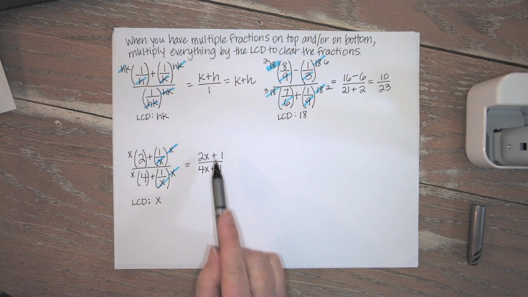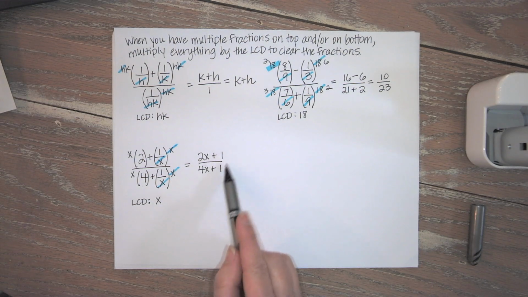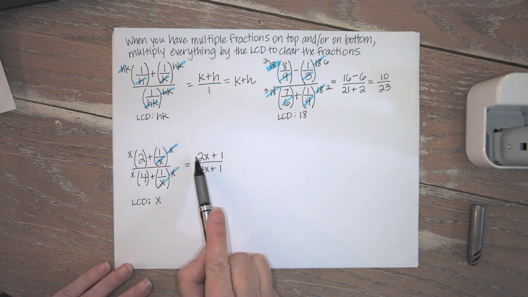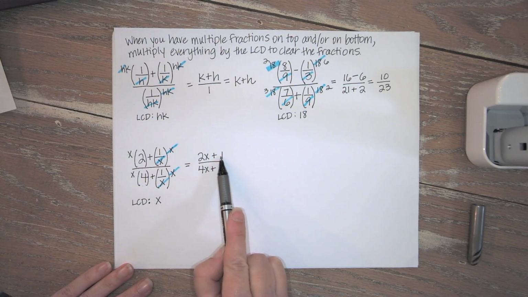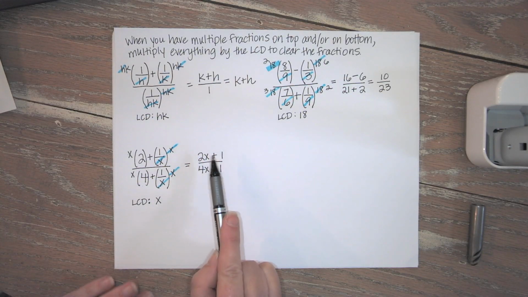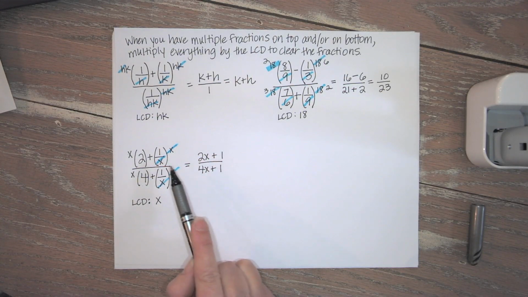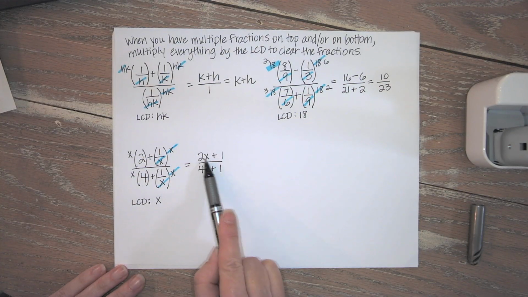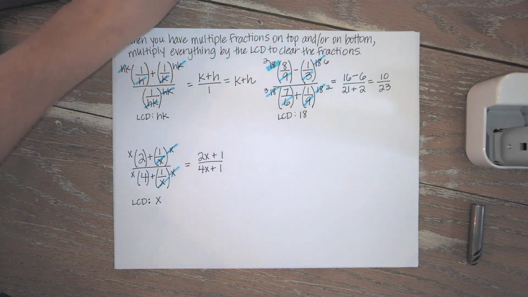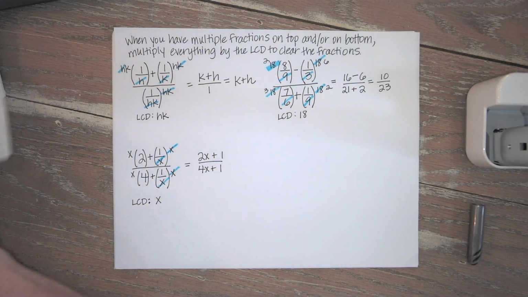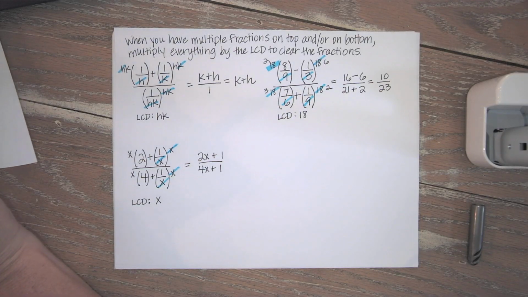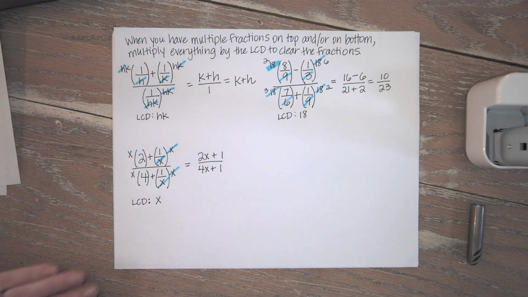Now, don't get crazy and try to do something like cancel these ones. Remember that a binomial is one thing. 2x plus 1 is one thing. Unless we can factor something out of that, or unless we have another 2x plus 1 on the bottom, we can't mess with this, okay? So that's in as simple of a form as we can get it. So we're leaving it like that. All right, let's do another one.